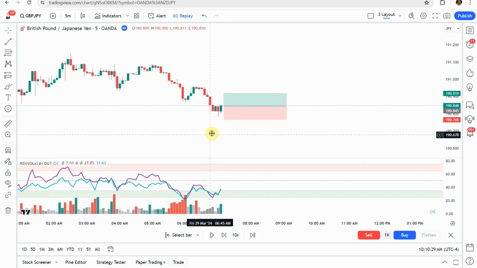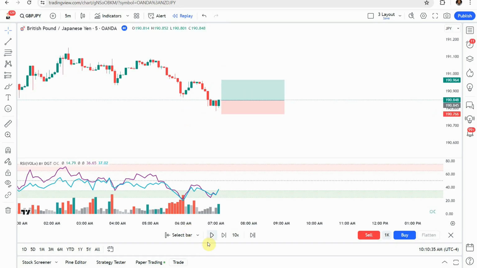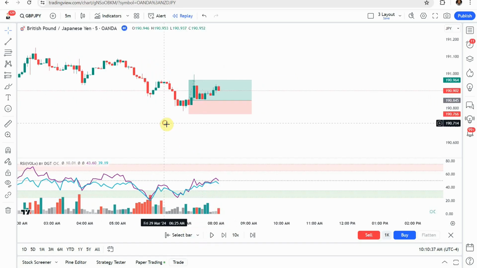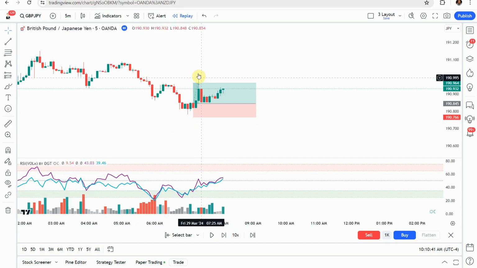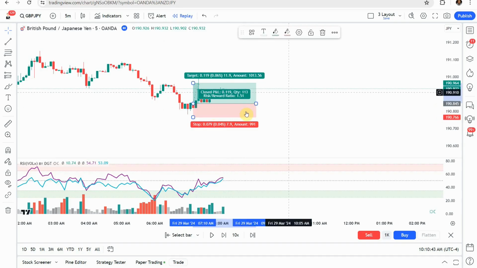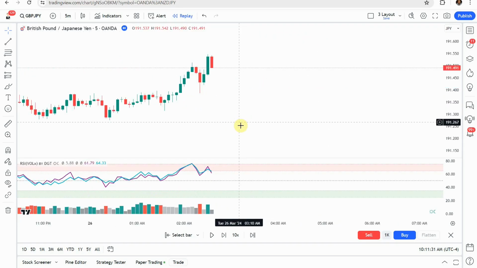Put a stop right here below the swing, and you're going to target a 1 to 1.5 risk reward right about there. Play this forward and see what we get. You can see pretty much within 2 bars there, we make this spike to the upside, would have gotten us to our take profit. Let's go ahead and look at a short trade now. Okay, and for a short trade, it's pretty much just the opposite.